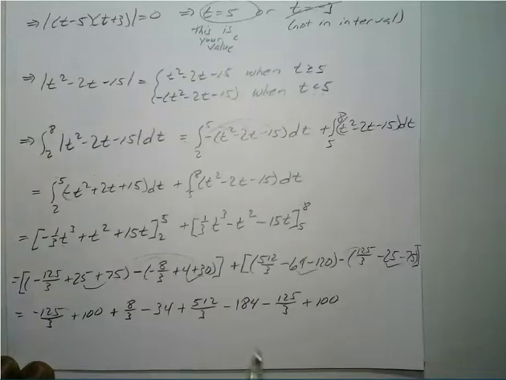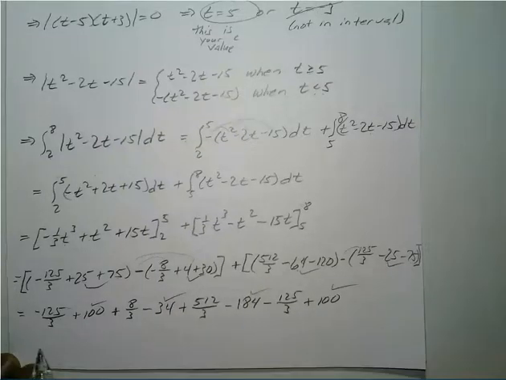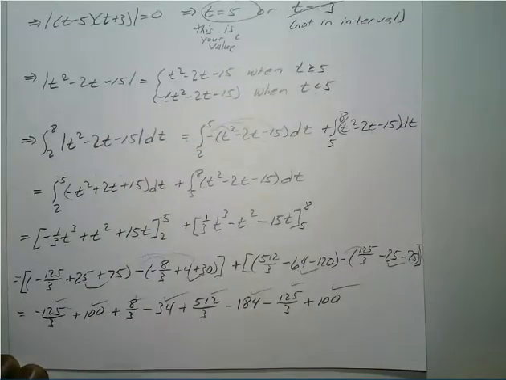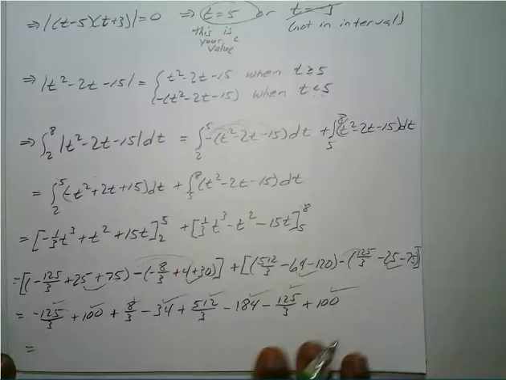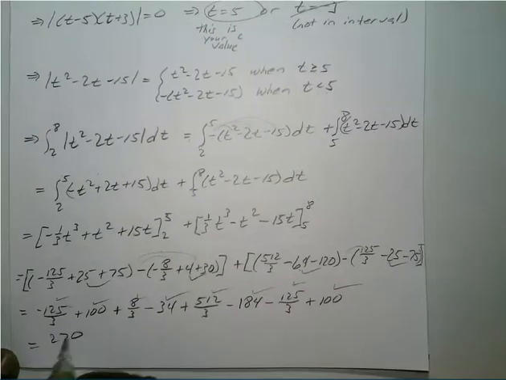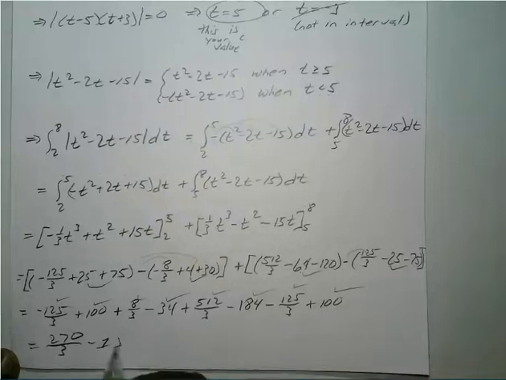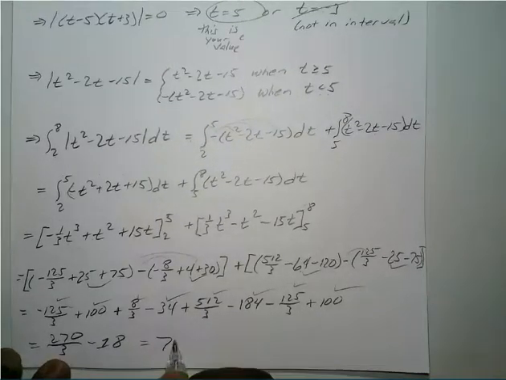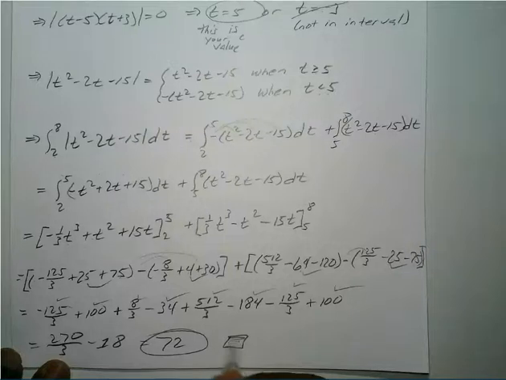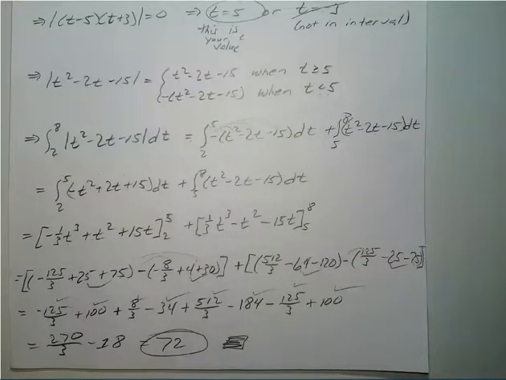Okay, so once you go ahead and combine all of your whole numbers and combine all of your fractions, you will end up with 270 over 3 minus 18, which will give you 72 as your final answer. All right, so as you can see, it's not a big difference as far as integrating to find the displacement. The only difference is you use the absolute value method when finding the actual distance instead of the displacement.